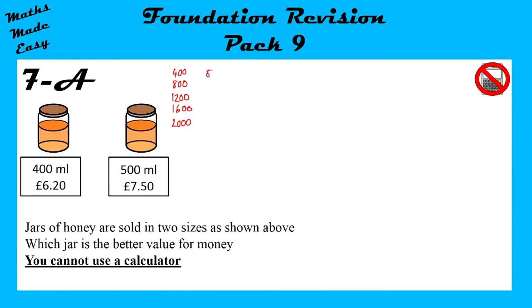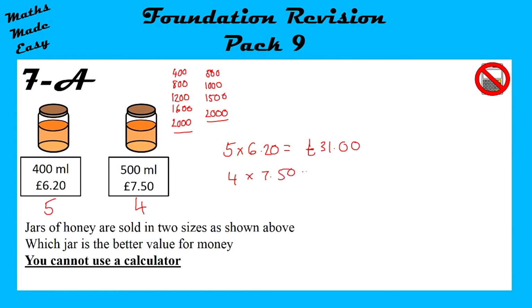So if I bought 1 jar of the second one, 2 jars of the second one, 3 jars of the second one, and 4 jars of the second one, I can see that that matches up both of them. So I know that I need 4 of these and 5 of these to get a comparable amount, so I can look at the two prices and decide which one's best. So 5 times £6.20 is £31, and 4 times £7.50 is £30.